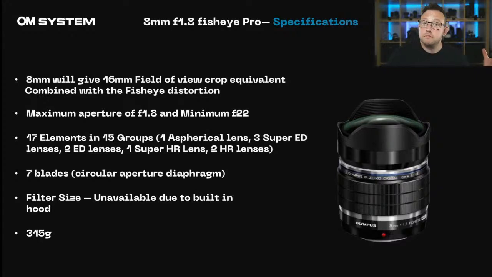Filter size, unnecessary, because of the built-in hood on this lens. You don't have a standard filter thread that you can apply anything to. And of course, there are aftermarket ways of doing that. And if you are going to do that, just make sure you check reviews and make sure it's not going to damage your product to do that. This would relate specifically to lenses like the 7-14 if you're going to use filters on it, things like that. So they are available, but just check. And it weighs in at 315 grams. So not the heaviest in the world ever.